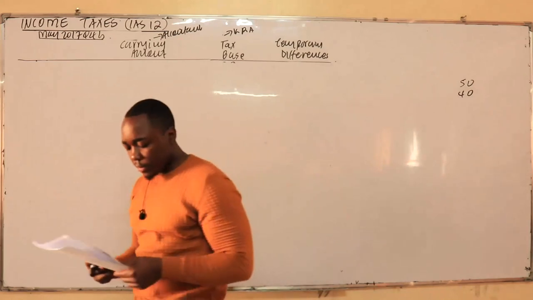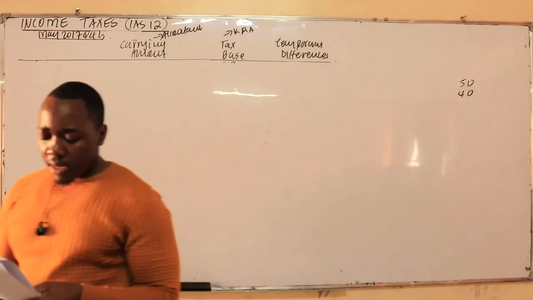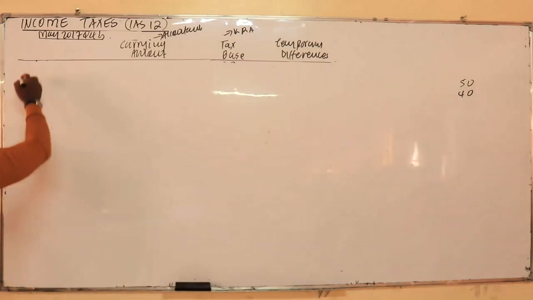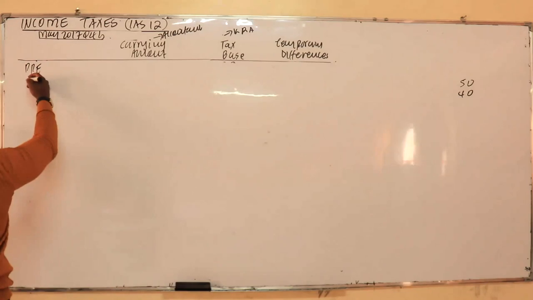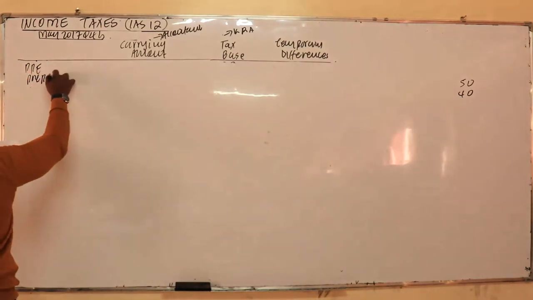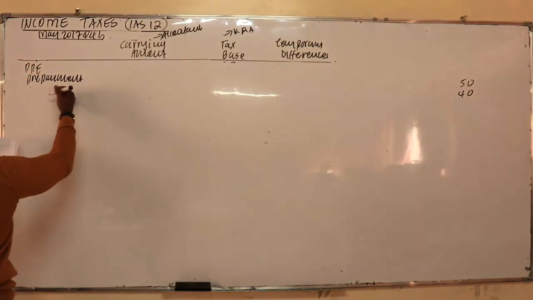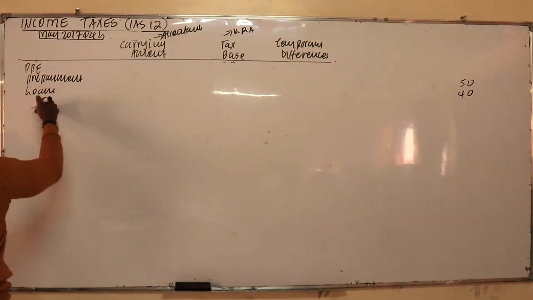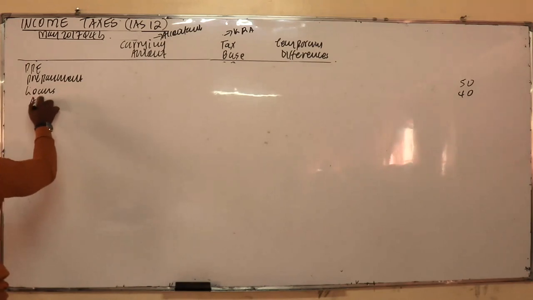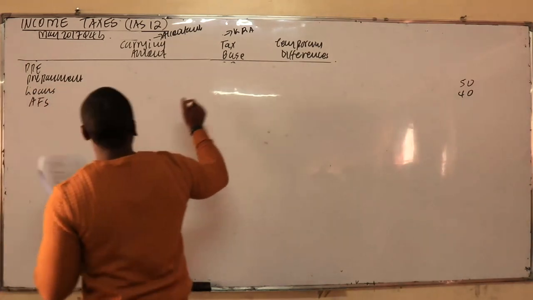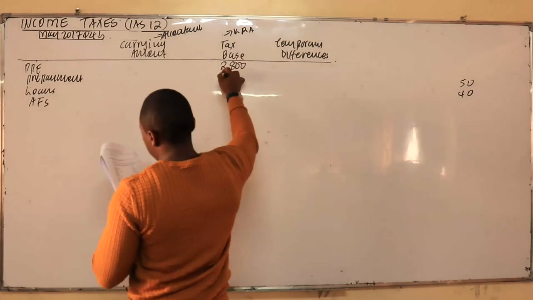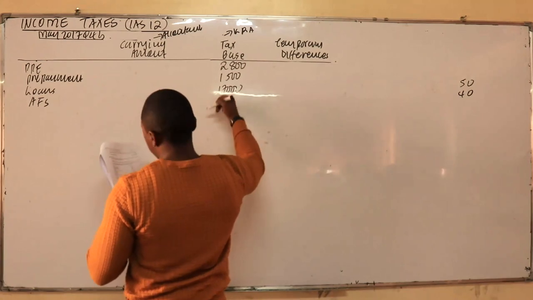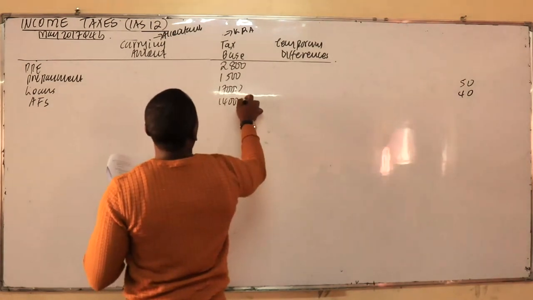Additional information. The tax bases of the assets are as follows. So we're given the tax base. One is for PPE. Then we have for prepayment. Then we have for interest bearing loan. And then we have financial assets available for sale. So we're given their tax basis. Here we have 28, here we have 15, here we have 17, and then available for sale it's 14. Now give me the accounting amount.